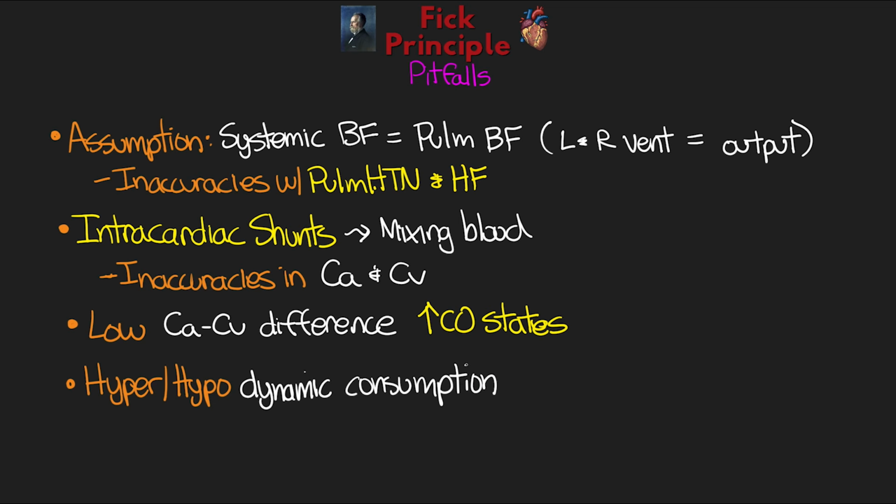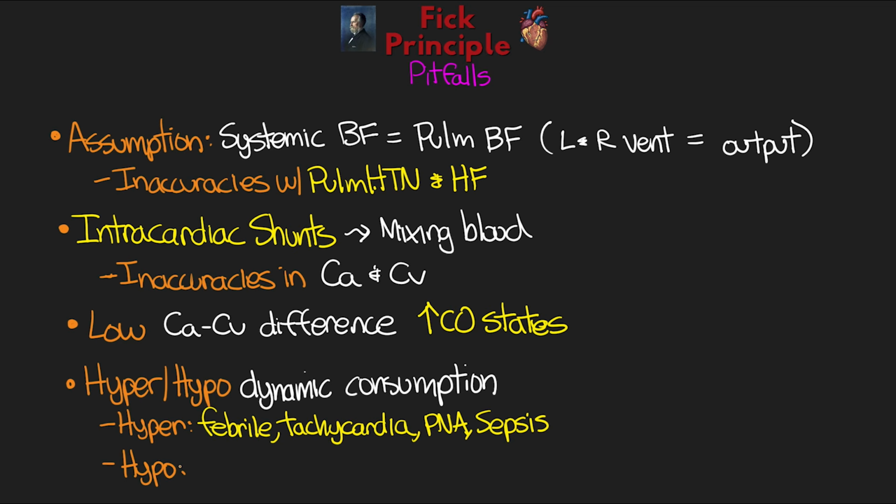Examples here for hyperdynamic would be febrile patients, tachycardic patients, even patients with pneumonia and sepsis. On the opposite end, patients who are hypothermic, as well as paralysis, are going to skew things the other direction. So just remember, if we have any of these, as well as if we're doing any of those substitutions, we need to understand that there are going to be some inherent inaccuracies with this measurement.